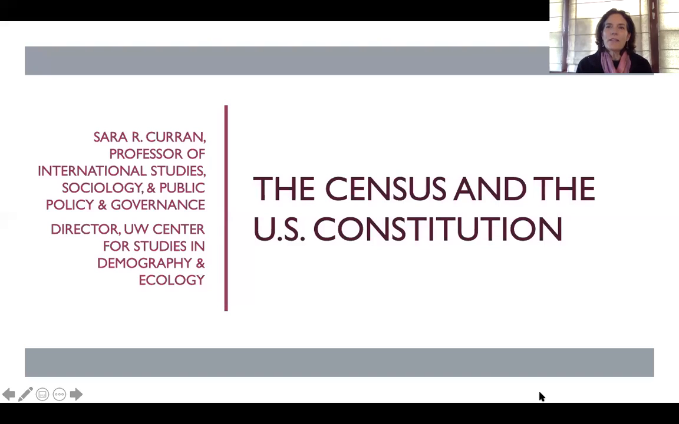The census and the US Constitution have a special relationship, and it's particularly important on this occasion and this year, in the midst of our decadal collection of an enumeration of the US population. And we need to remember and revisit why the purpose of the census and its inclusion in the US Constitution.